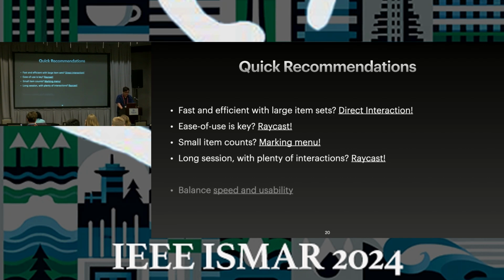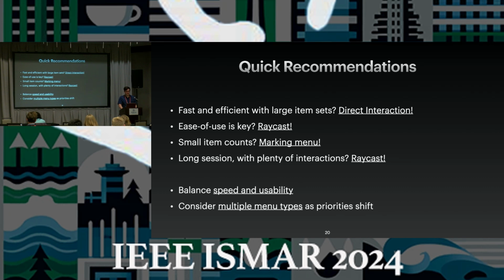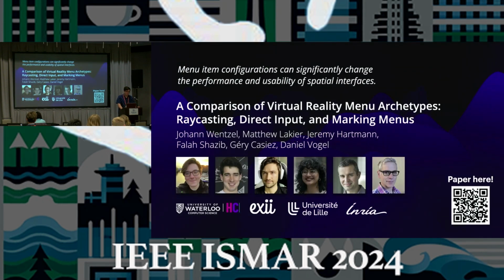Balance speed and usability by combining techniques. So use marking menus for quick selections in small item sets, and then direct input for more extensive, detailed interactions. And also, as your design priorities shift, it might be important to examine a totally different layout because there are objective differences between them. So in short, menu item configurations can significantly change the performance and usability of spatial interfaces.